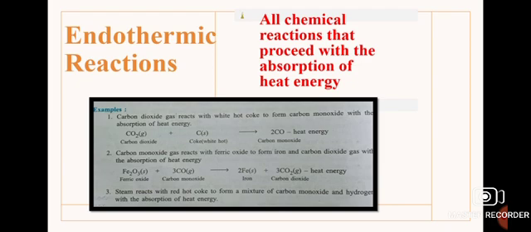Do you understand the difference? Exothermic, endothermic. Okay. So examples: carbon dioxide gas reacts with white coke to form carbon monoxide with the absorption of heat energy. Then Fe2O3, ferric oxide, plus 3CO, carbon monoxide, gives 2Fe, iron, plus 3CO2, carbon dioxide. Then minus heat energy here means they are absorbing heat energy.